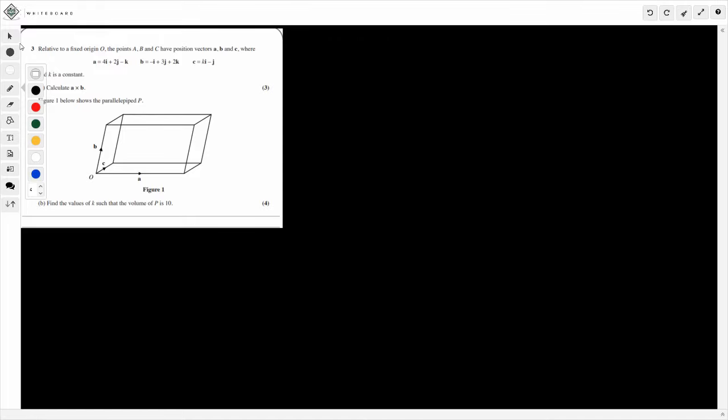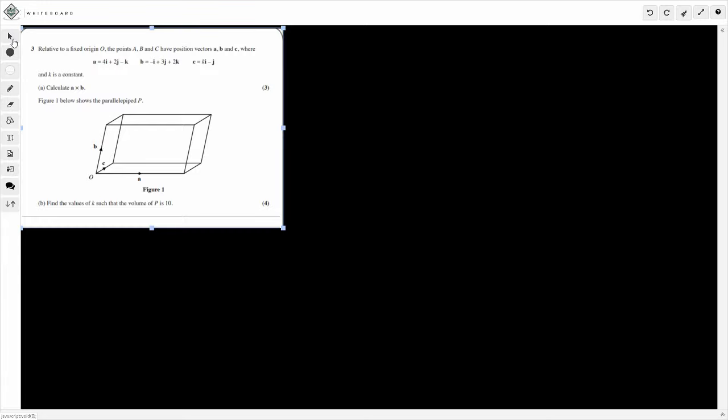So moving on to question 3 from the CrashMaths Further Pure 1 paper. This is the bronze set A, so it's Further Pure 1. For question 3, we're looking at 3D vectors, and we have to work out the cross product of two vectors. And then for part B, we're asked to find the value of k such that the volume of P, this parallelepiped, is 10. So let's have a look at that.